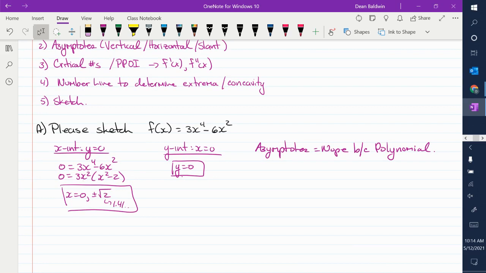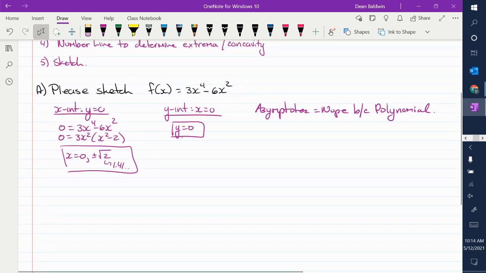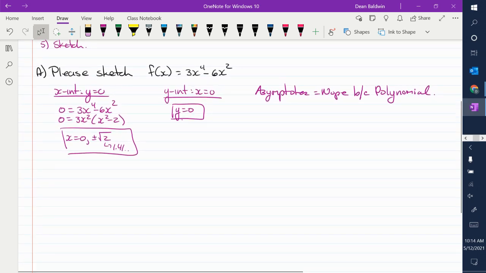All right, so now we're on to the calculus. The critical numbers and the PPOIs, which requires us to do the derivative. So do first and second derivative, please.